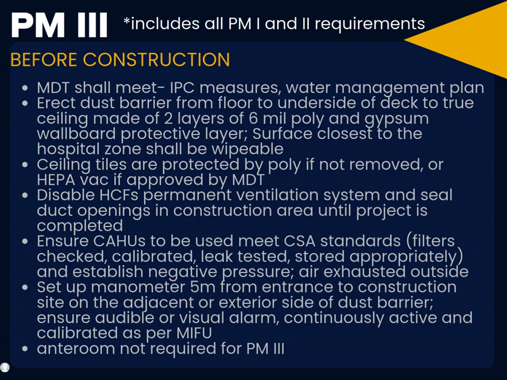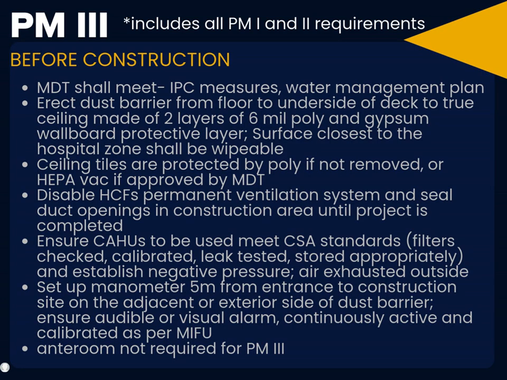A manometer is installed 5 meters from the construction entrance on the adjacent or exterior side of the dust barrier to provide continuous audible or visual alarms and must remain calibrated at all times. Preventative Measure 3 projects also require a hollow metal, non-combustible door and frame that's lockable with a door closure, tack strip at the bottom, and weather stripping around the frame.